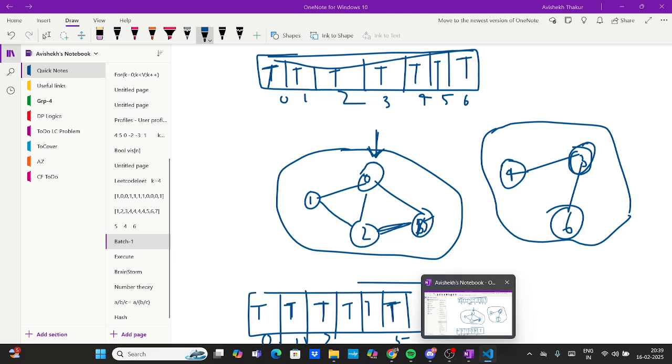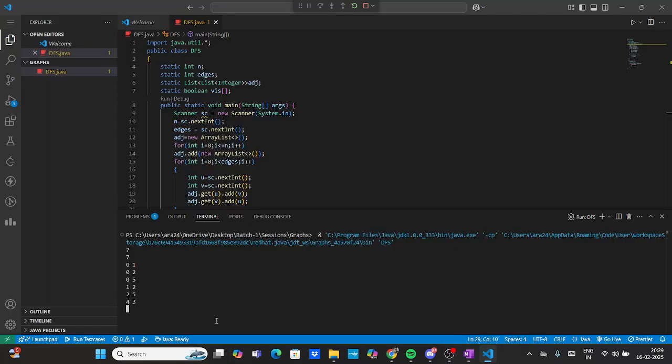Okay, 4 is connected with 3, 3 is connected with 6.